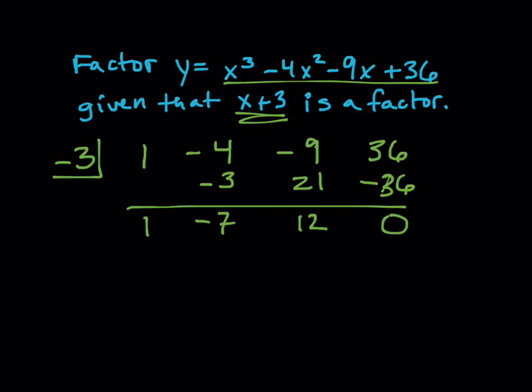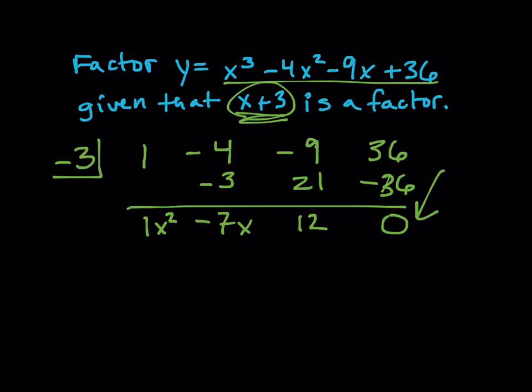Okay, and since we know that this is a factor, then you should definitely see a 0 here at the end. If you don't, then there's a mistake in your arithmetic. All right, now we want to keep on going. So what I have now, this is a cubic divided by a linear term, so this is now a quadratic.